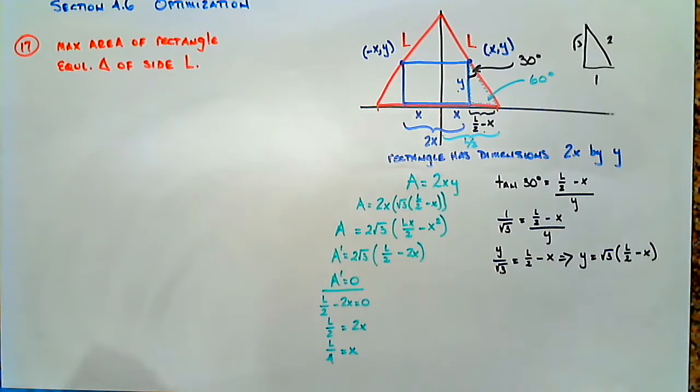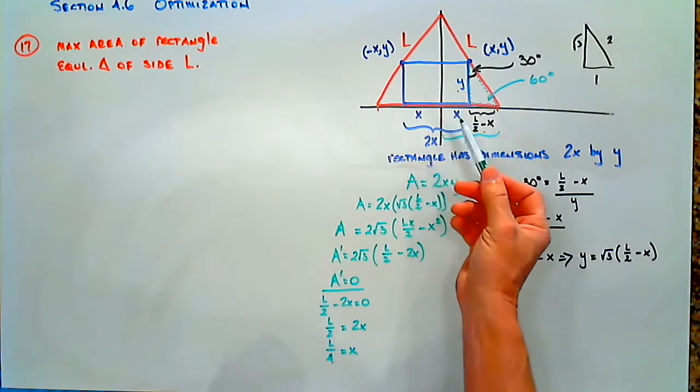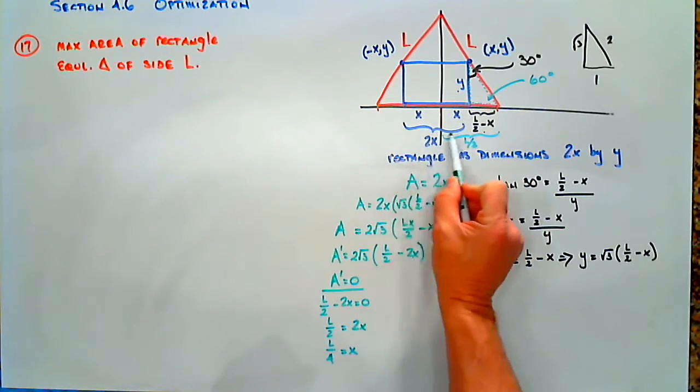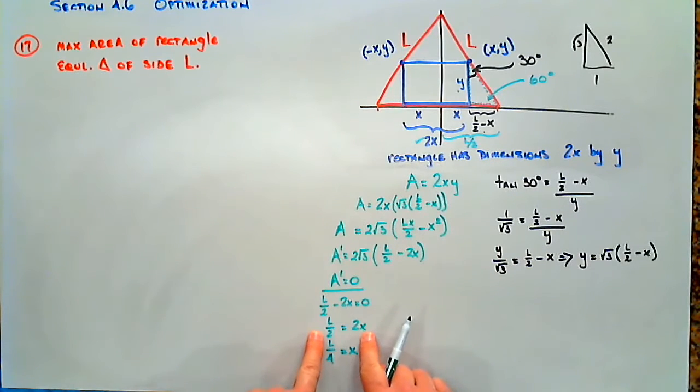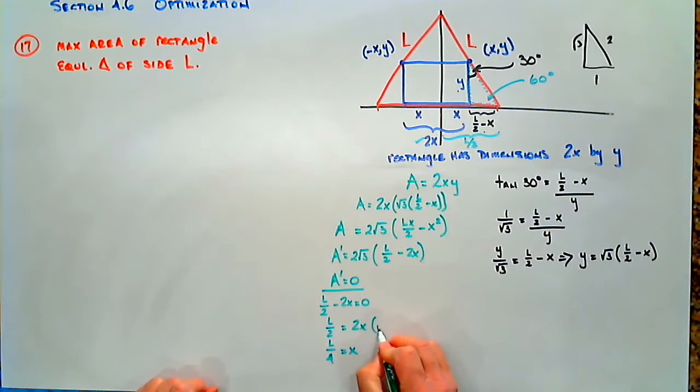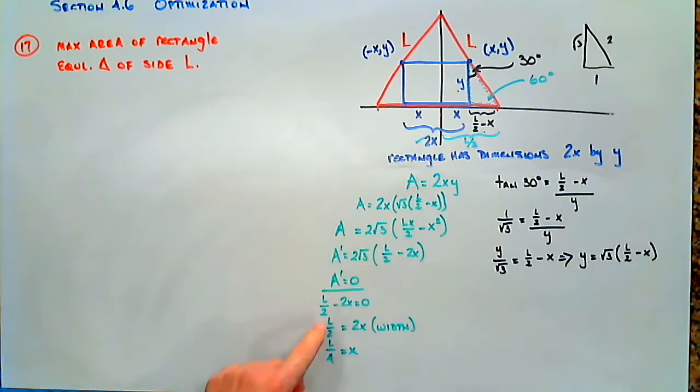Now, the problem asks for the dimensions of the rectangle. Find the dimensions of the rectangle that maximizes the area. We have found one of the dimensions. If we go back to our picture up here, the width of our rectangle is 2x. We have that right here. That's the actual width of our rectangle, 2x, so the width of our rectangle is L over 2.